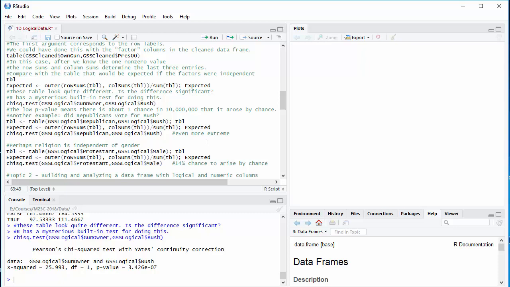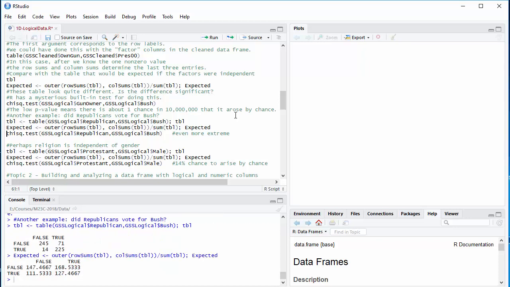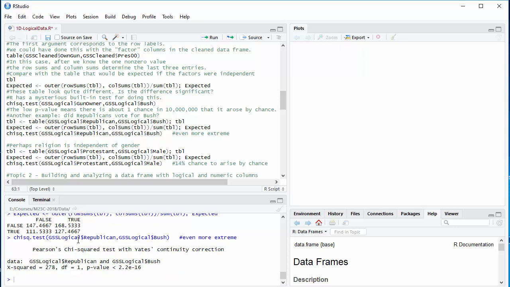And now we can have some fun with this table. Is being Republican likely to make you vote for Bush? I'd expect the answer to be yes. And when I look at the table and the expected values, you see that it is wildly true. Republicans tended to vote for Bush. Non-Republicans tended not to vote for Bush. And if I asked the chi-squared about this one, it said the probability of getting this large a discrepancy by chance is about 1 part in 10 to the 16th.